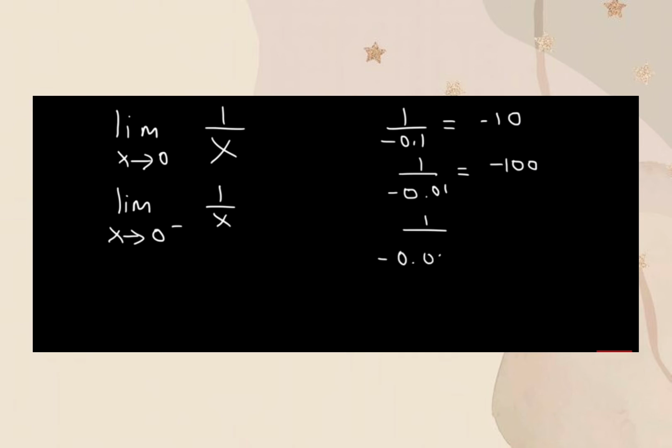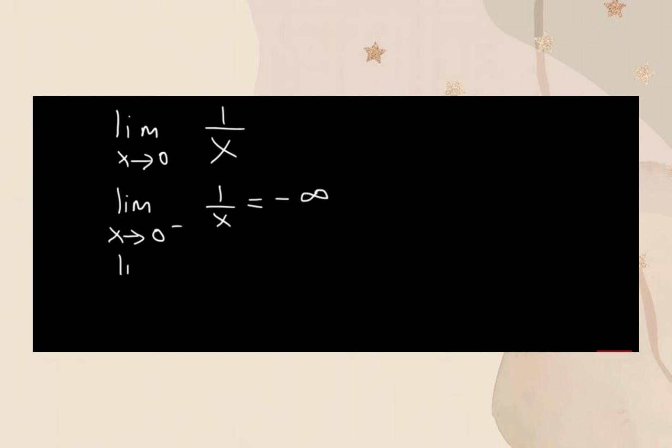If we divide it by negative 0.001, that becomes negative 1000. The number gets larger and larger but with negative sign. Therefore, we can say that this approaches negative infinity. Now, what about the right side of the limit?